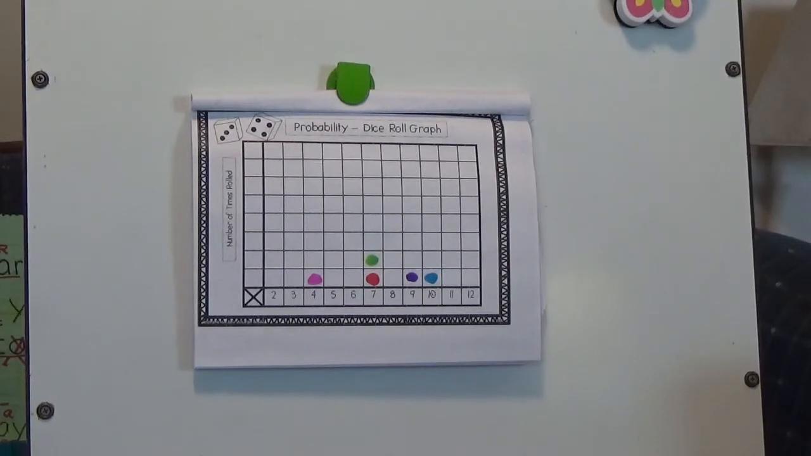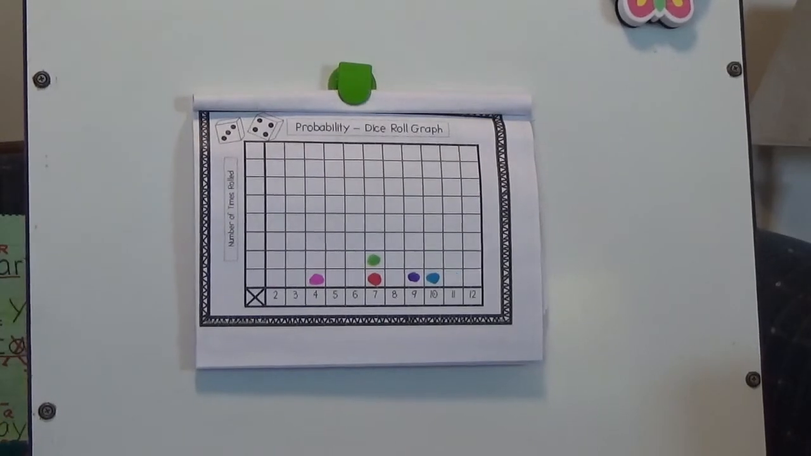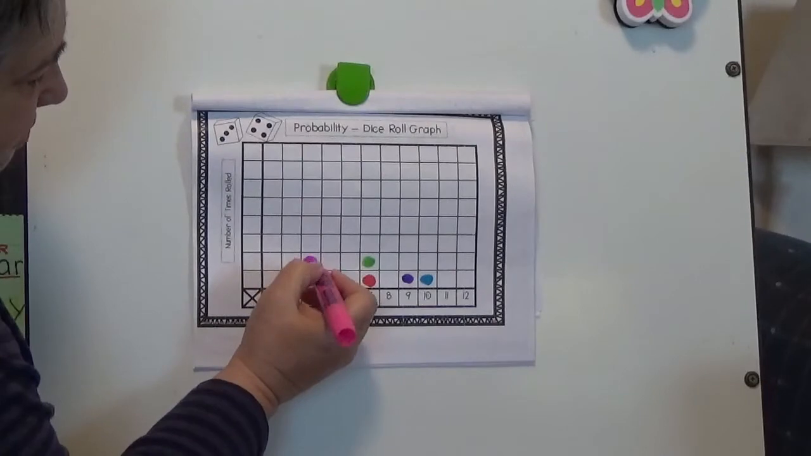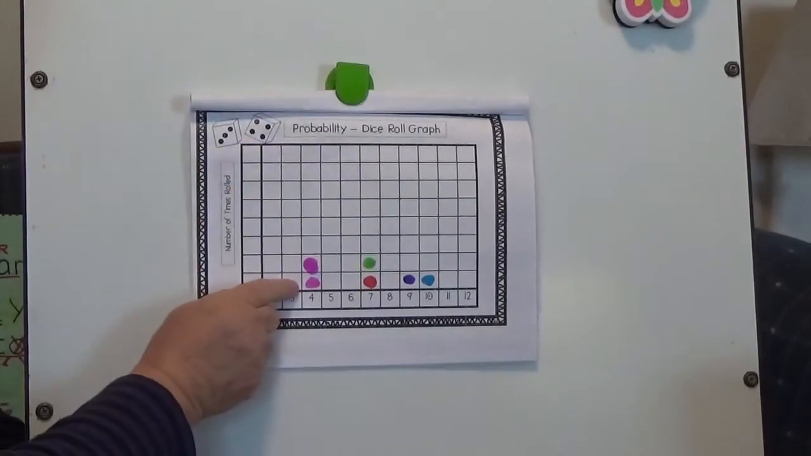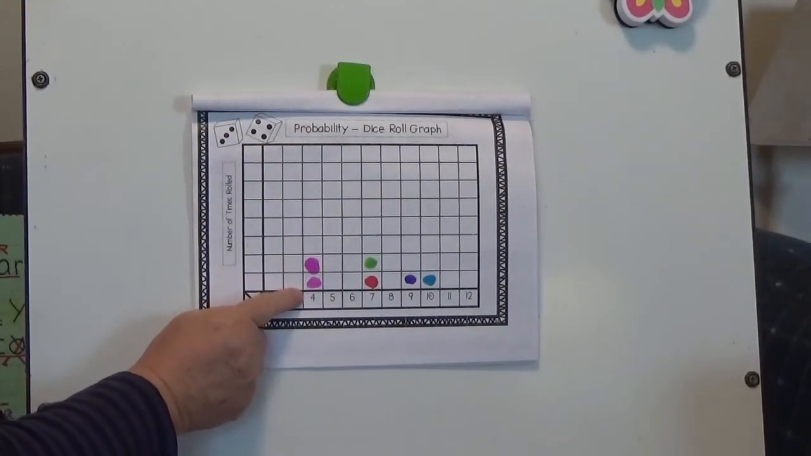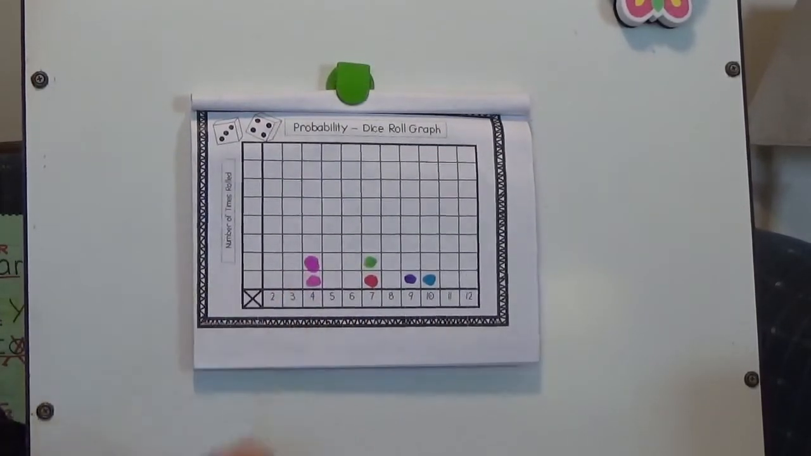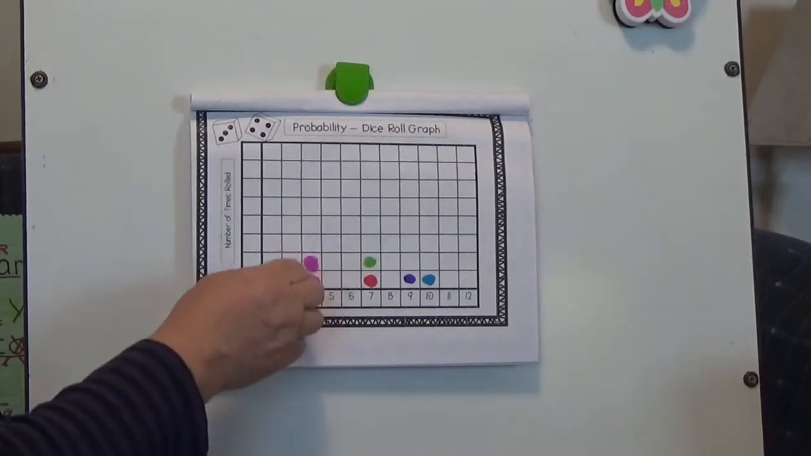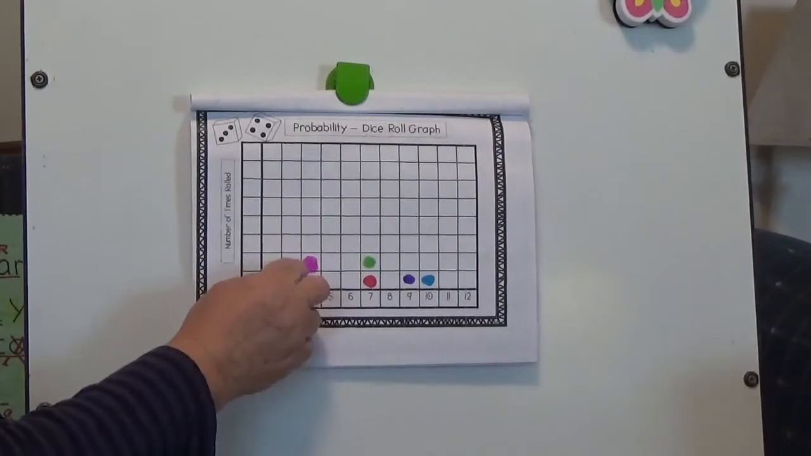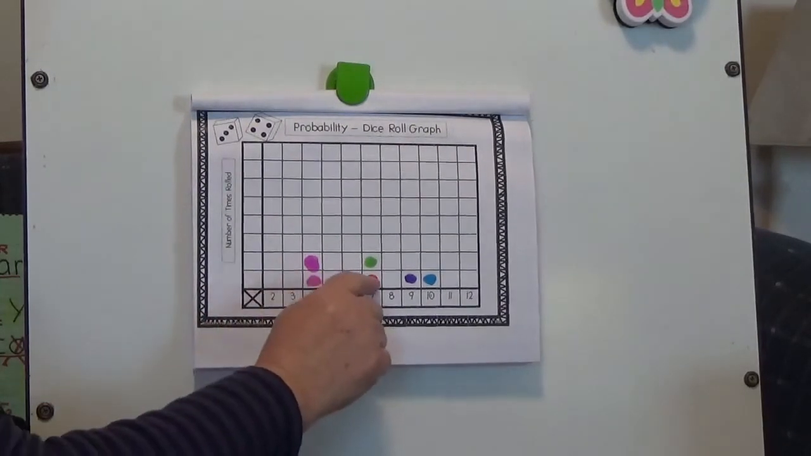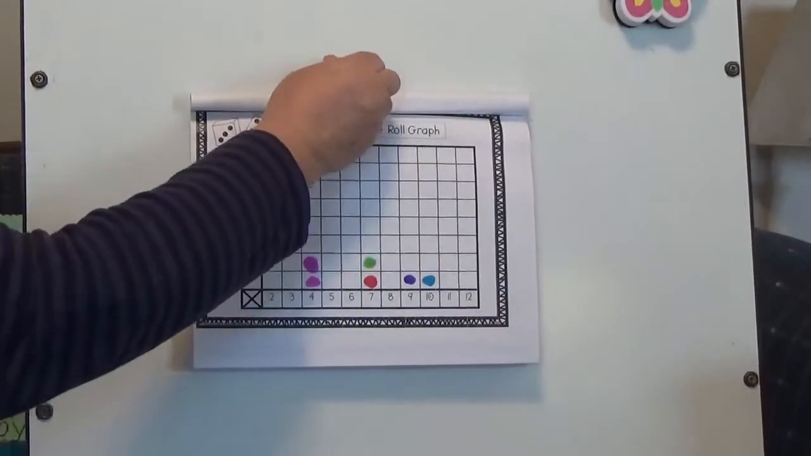2 and 2 more. 2, 3, 4. So we know that we have to fill in a 4 today. This changes our graph again because take a look. Can we say the most? We could last week, but now we can't because we have another tie for the most. We can say more, we can say less, we can say the same. Can we say the least? No, because we have ties for the least.